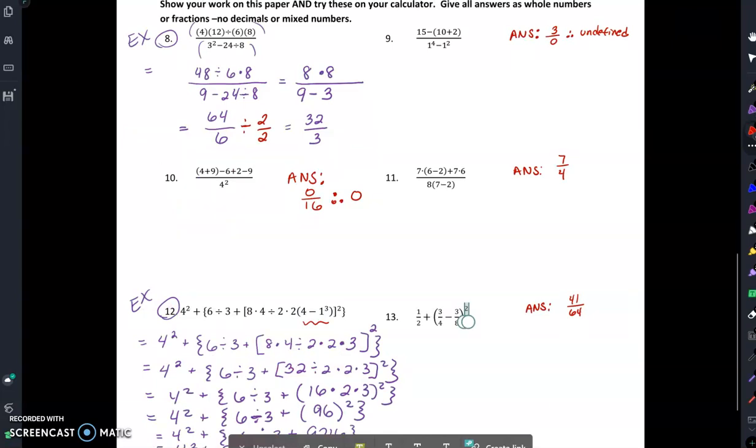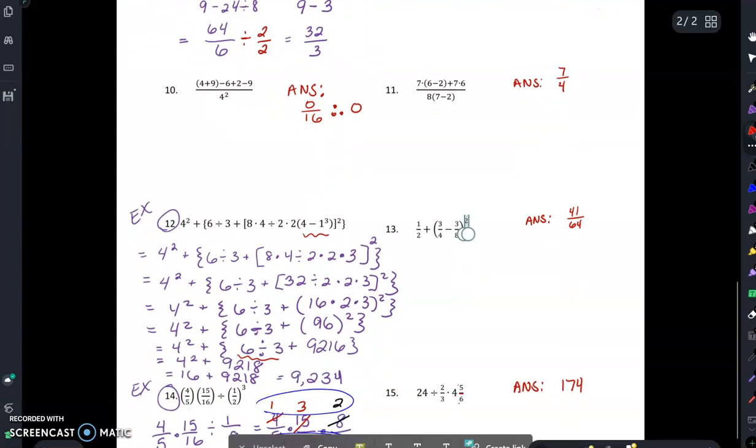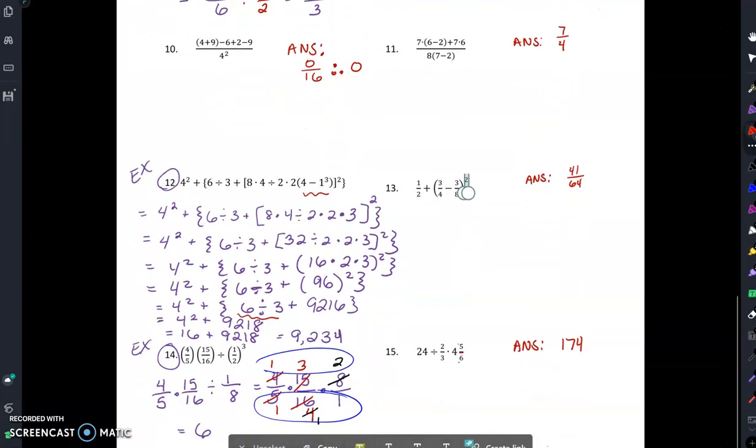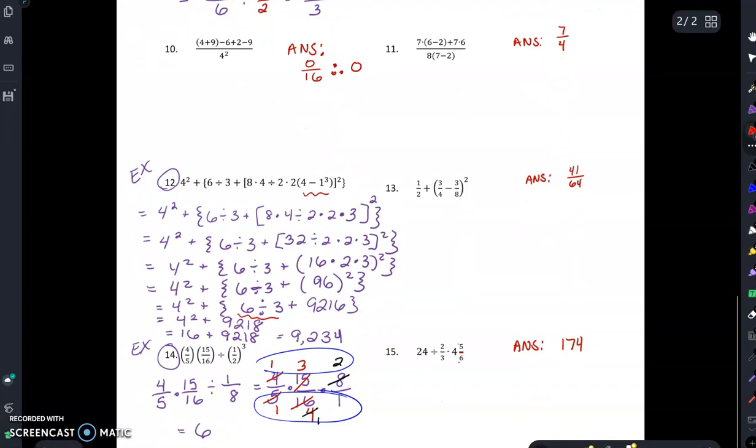Number 9 is 3/0, therefore it's undefined. These 3 dots mean therefore. If I have a 0 in the numerator, like on number 10, I get 0 over 16, so my answer is going to be 0. Careful not to mix those up. 11, the answer is 7/4. 13, the answer is 41/64. 15, the answer is 174.